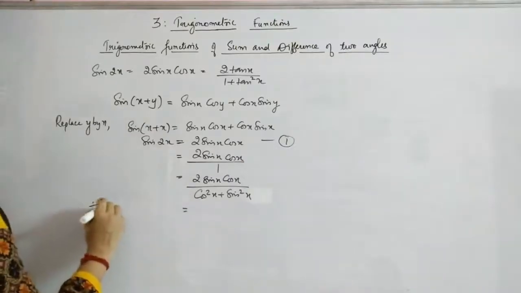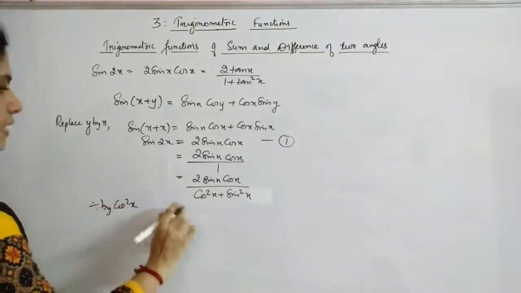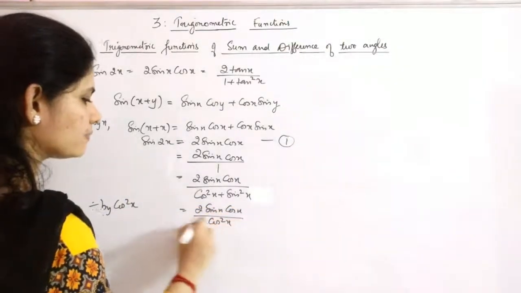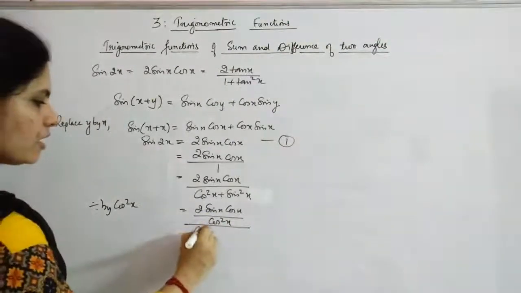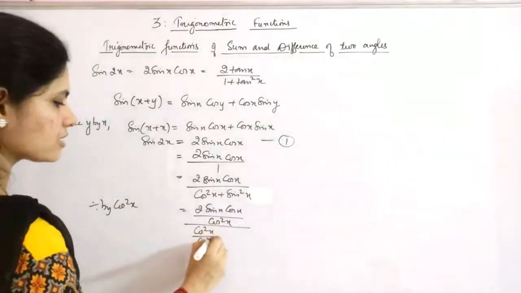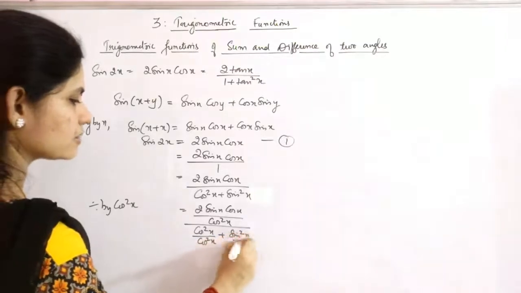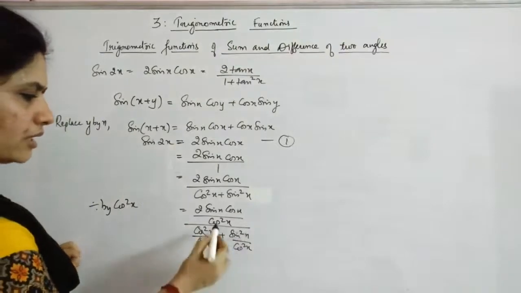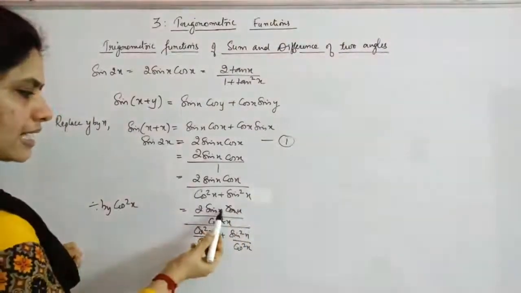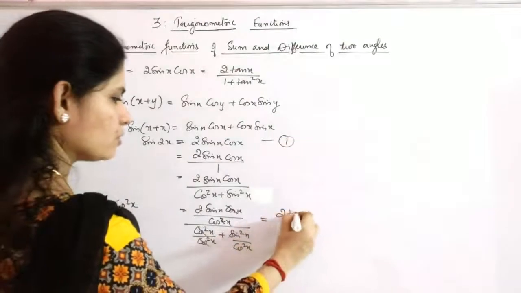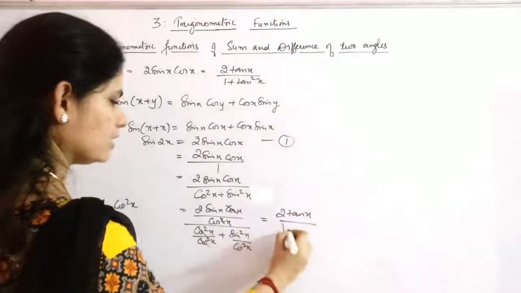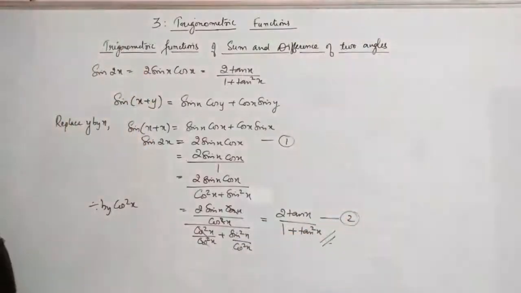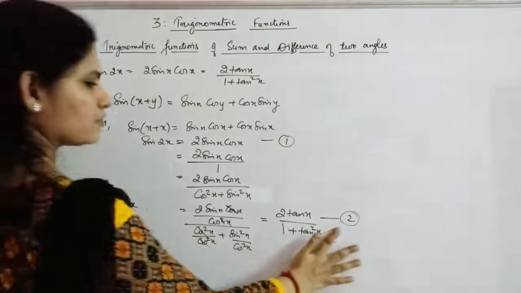Okay. So dividing throughout by cos square x, you will get 2 sin x cos x divided by cos square x, whole divided by cos square x by cos square x plus sin square x by cos square x, right? So this will give you 1. Here you will have tan square. Here 1 cos will get cancelled and sin x by cos x will give you 2 tan x divided by here 1. Here it is tan square x. So it is 2 tan x divided by 1 plus tan square x, and that is your second formula.